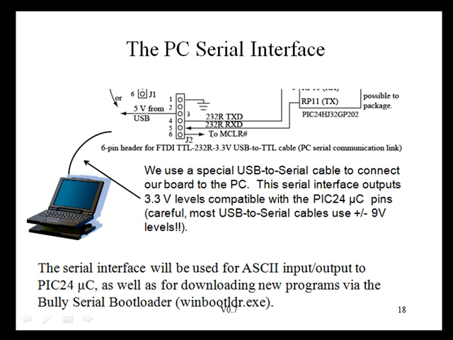In the discussion of the PIC24 startup schematic, we talked about this serial port connection that is going to be used to connect your PIC24 to your portable PC. We're going to use this for two purposes. One, it's going to be used for ASCII input and output to your program. That means you'll be able to enter characters to your program, and your program will be able to print out messages via special library functions that we'll give you. We're also going to use this link for downloading new programs via a special program called a bootloader that you'll discuss in lab.